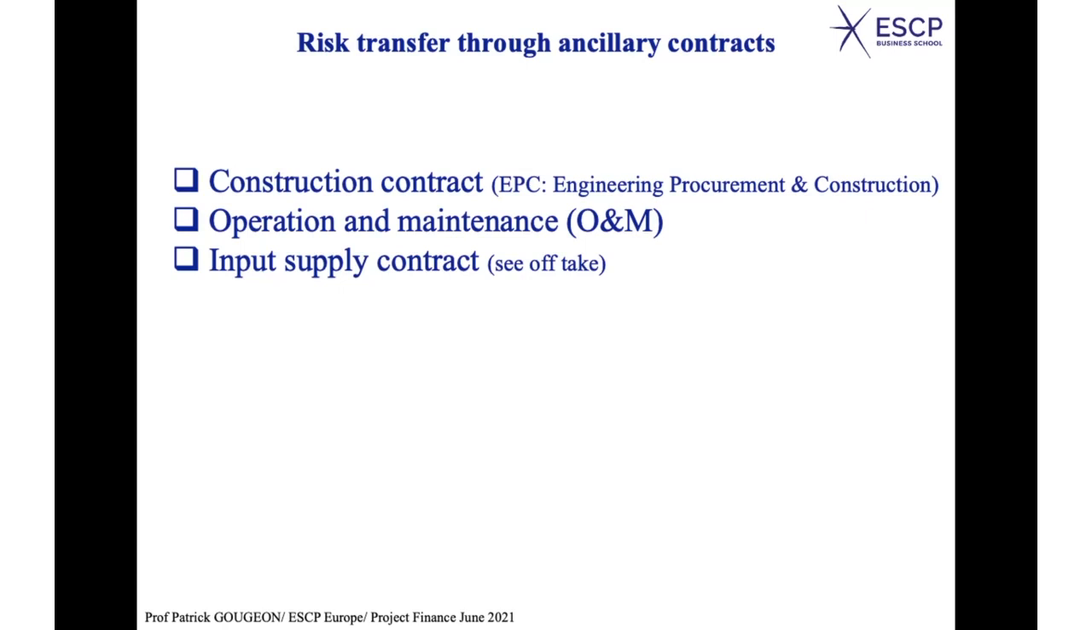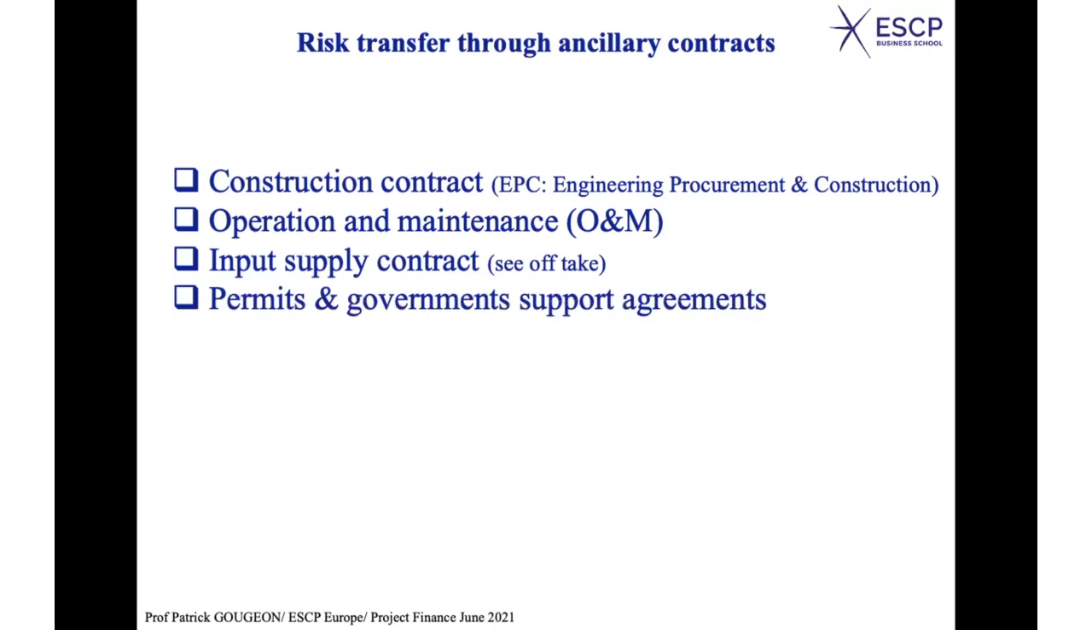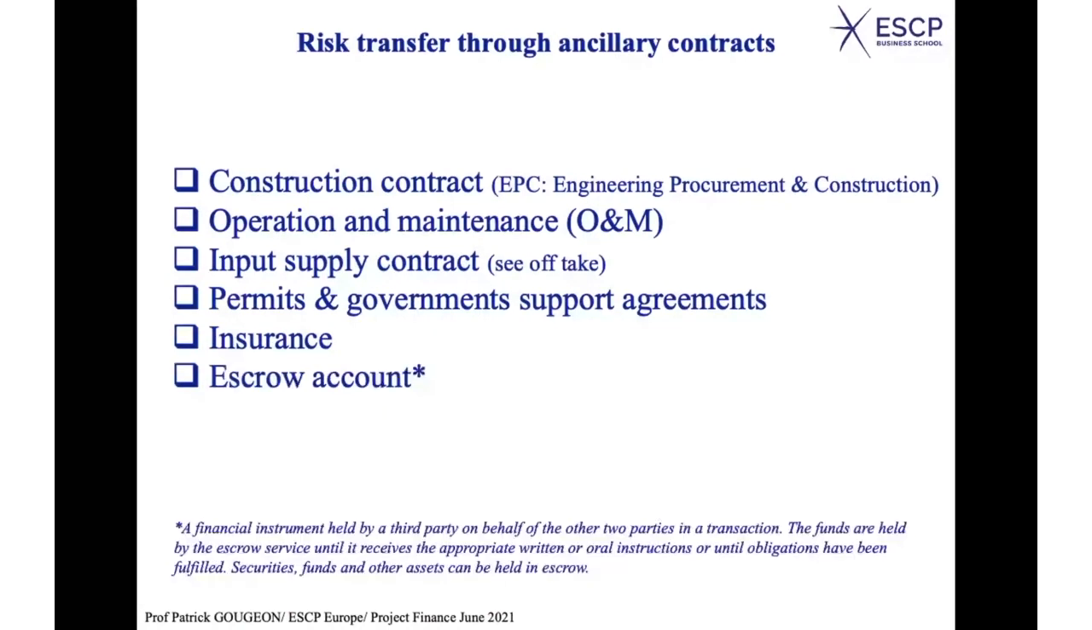Permits and government support agreements guarantee, for instance, that you will have the right to operate during a certain period of time. The weakness of that is the political risk. If you deal with a very serious government, then it's okay. If you deal with a government in a country with high political instability, then you may need political insurance. And insurance, of course, is used, as we've seen, to cover some risk for which there is no other solution. Escrow account, I already mentioned what it is, and you have the definition here. So these are many types of what we call ancillary contracts which are used.